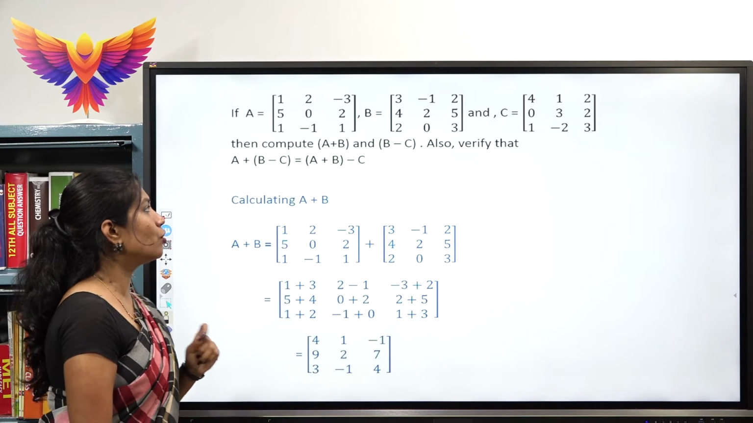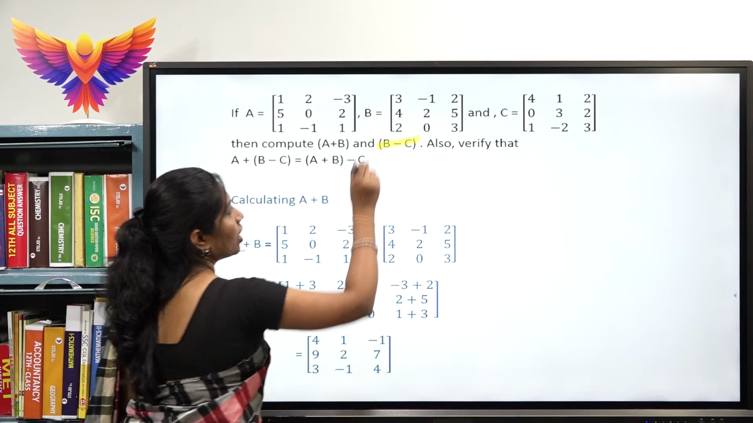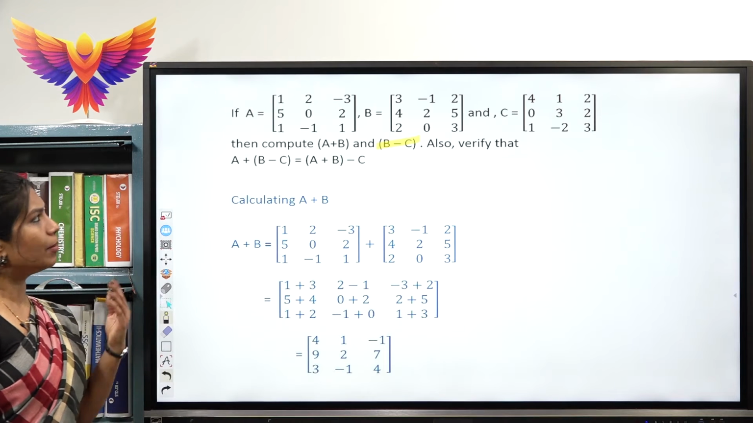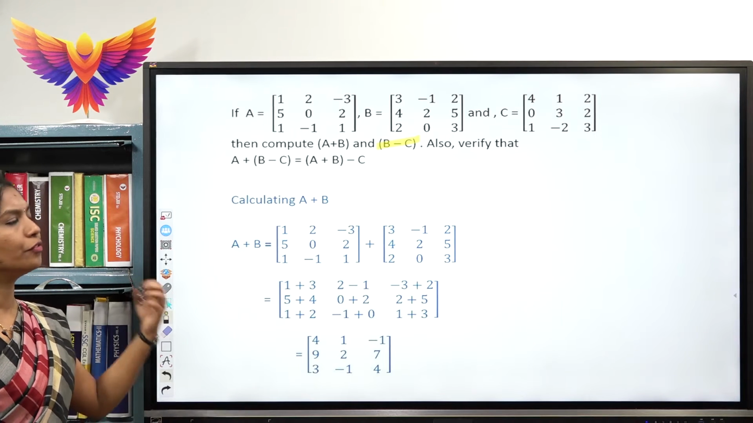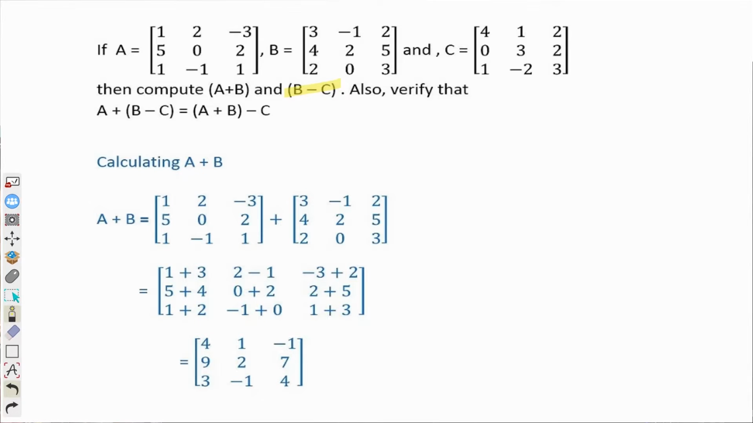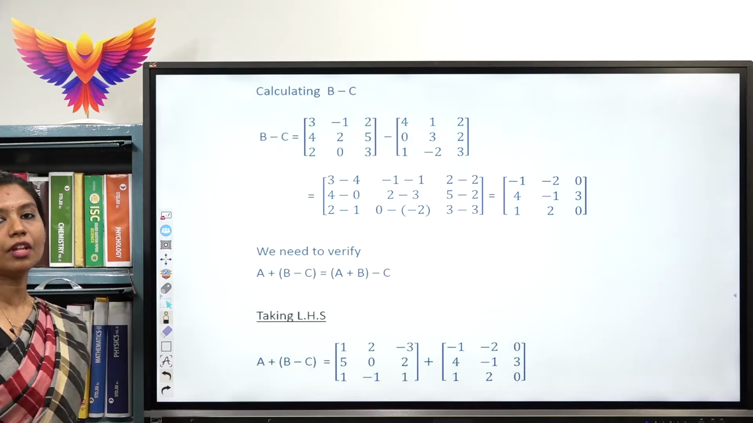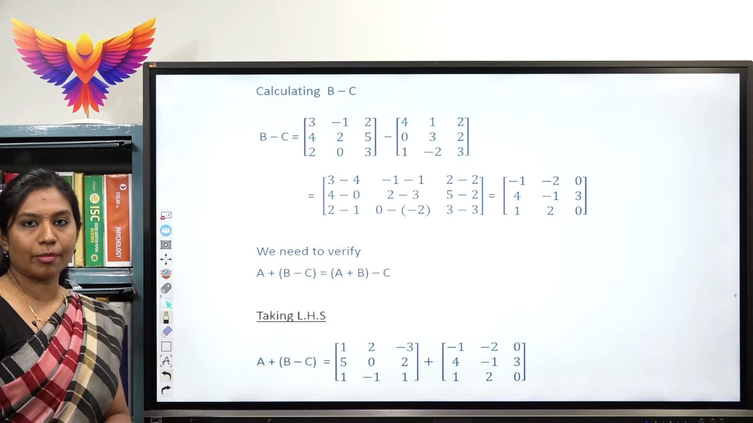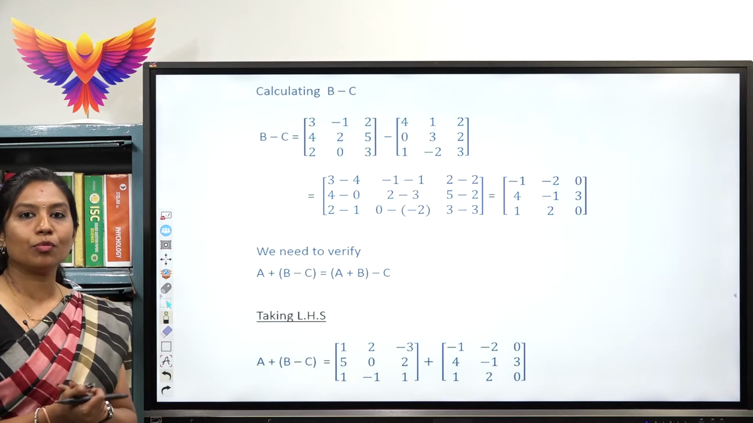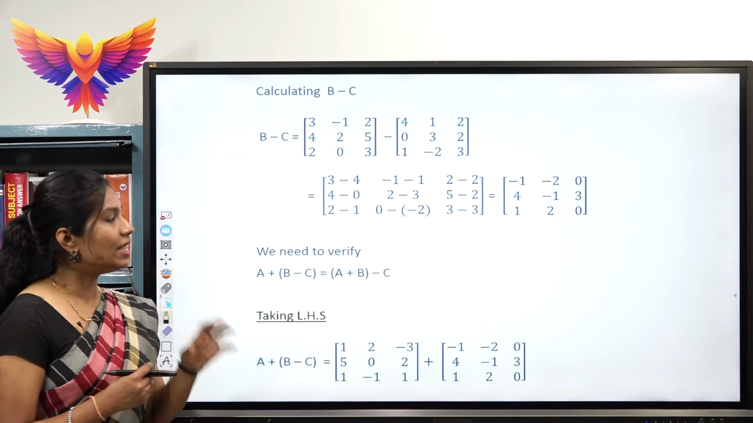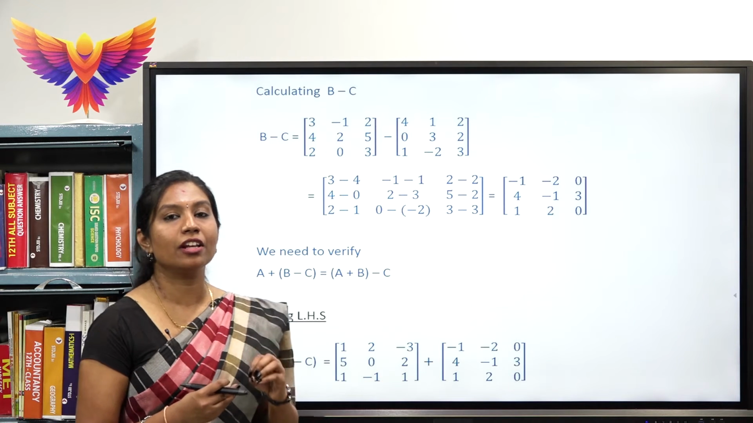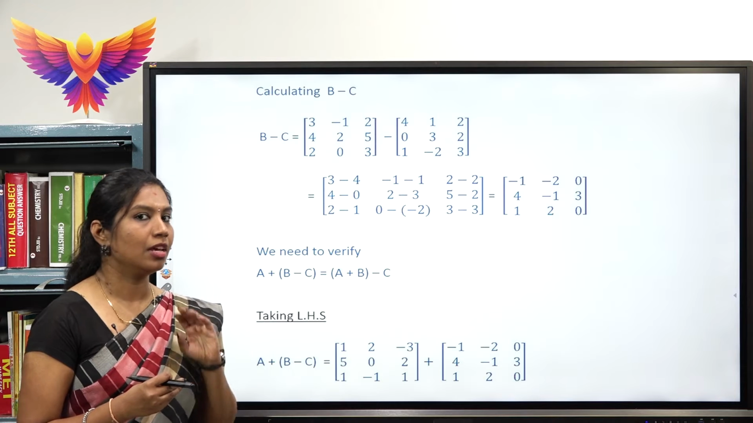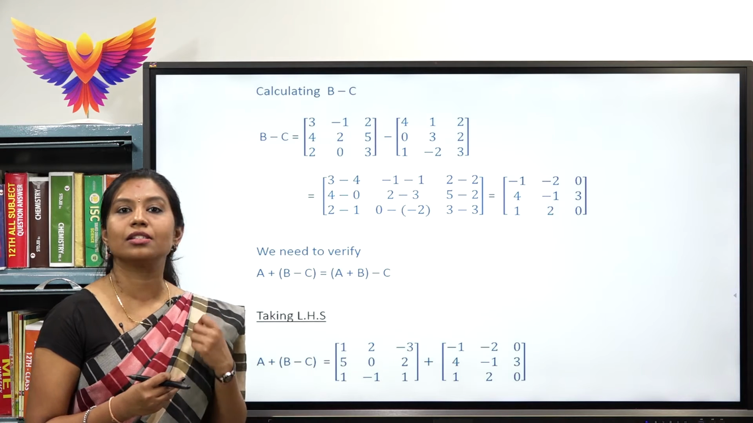We are supposed to find out what is B minus C. So, same way, B minus C, matrix B should be considered. We need to find out the difference of a matrix B with the C here. The matrix B has been given as a 3 cross 3 matrix and the matrix C has also been given as a 3 cross 3 matrix. So, it is satisfying the condition of finding out the difference between the 2 matrices since the order of both the matrices are the same here.